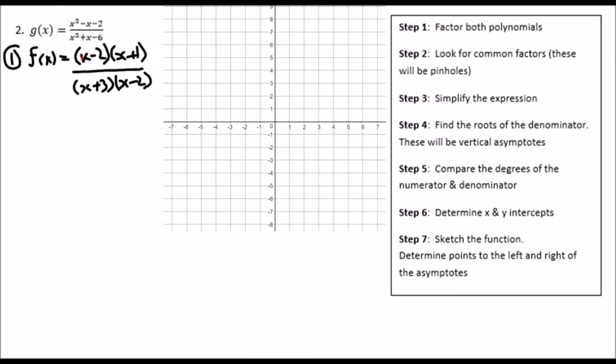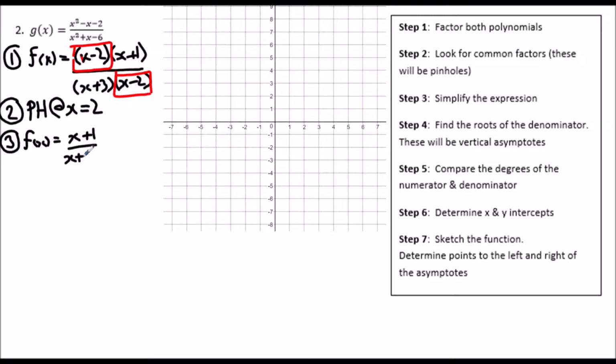Step 2 looks for common factors in numerator and denominator, and I do have one. Look at this, x minus 2, x minus 2. So what does that mean? Step 2 means that there is a pinhole at x equals 2. Alright, so step 3, we're actually going to simplify it, and we're going to find the y value of the pinhole. So I really have this, f of x equals x plus 1 all over x plus 3.